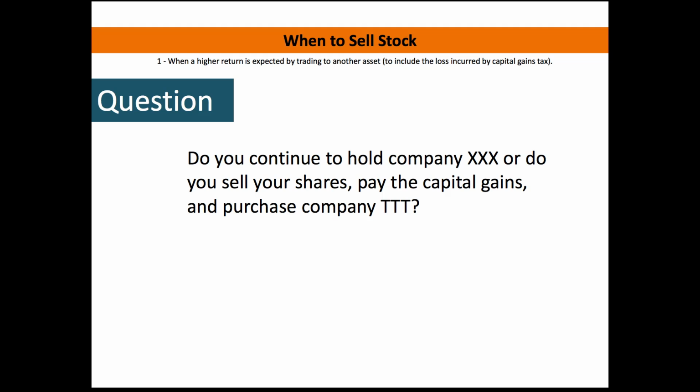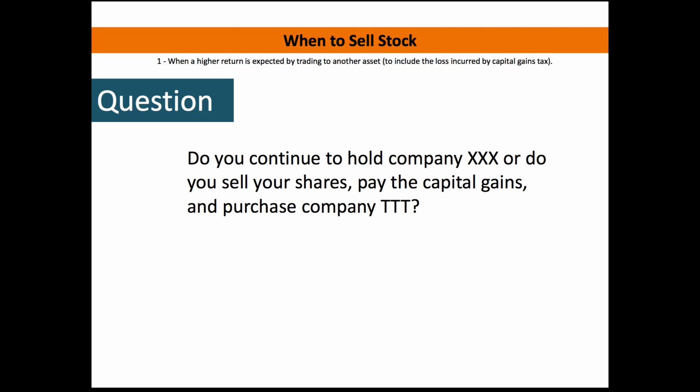Do you continue to hold the company that you bought 3 years ago because you've made substantial gains and you might not want to pay capital gains tax to get out of it and transfer it into something else? Or do you just sell it and transfer the money into TTT, or do you buy the 10-year federal note? There are a lot of variables here, and for a lot of people it might get confusing.